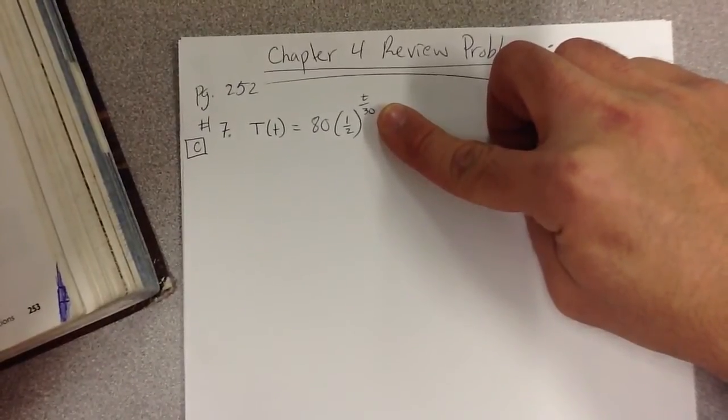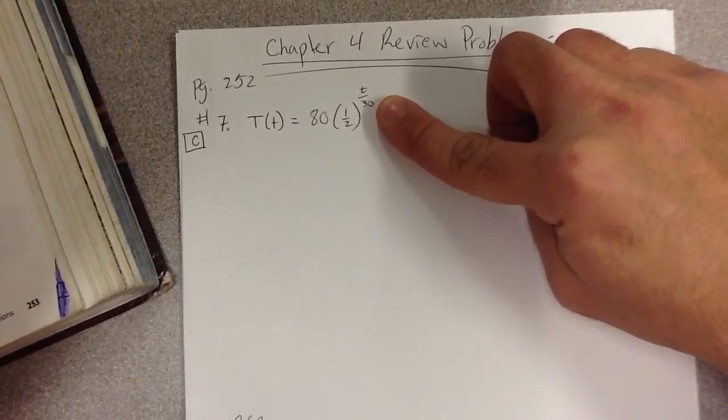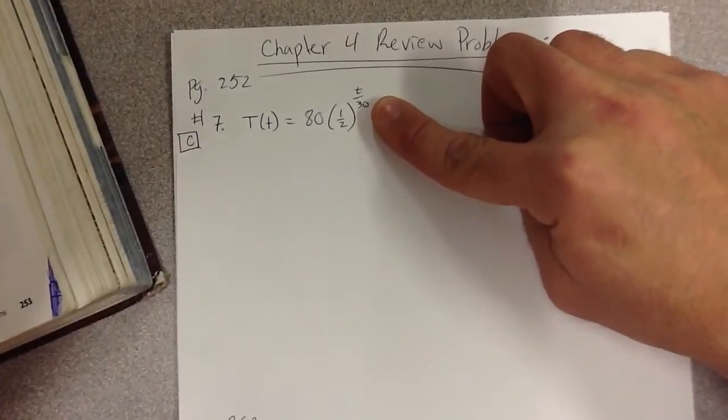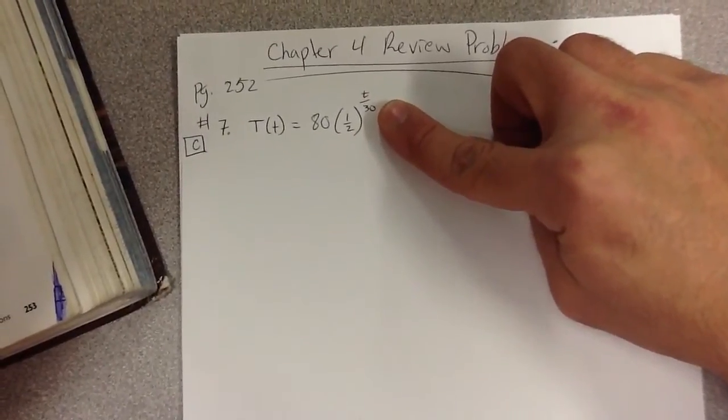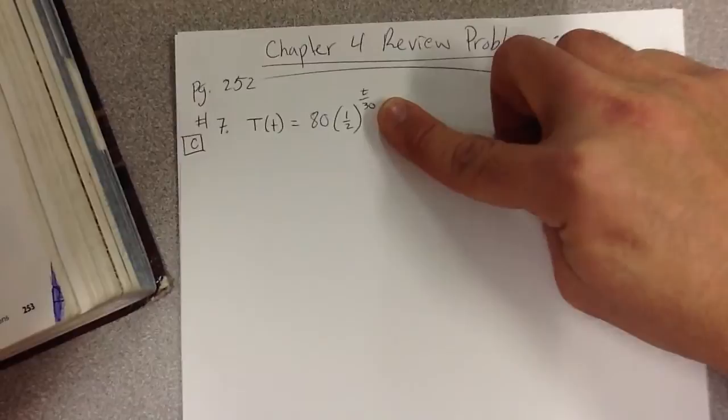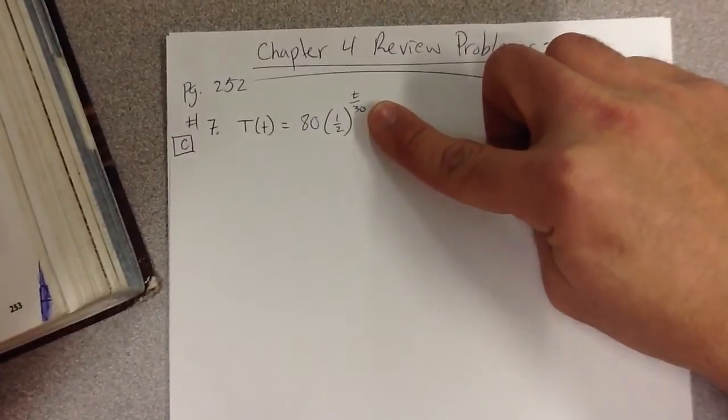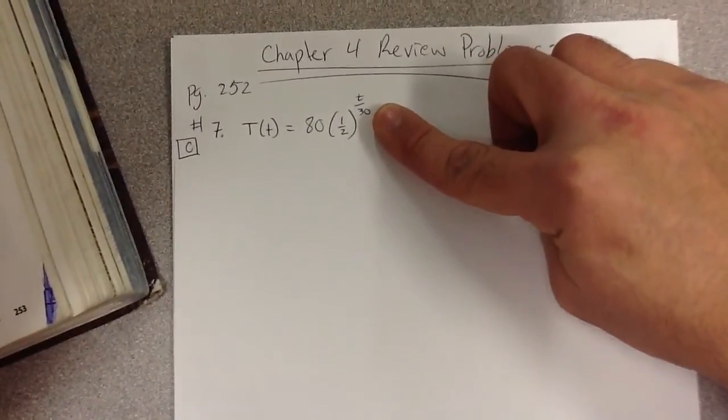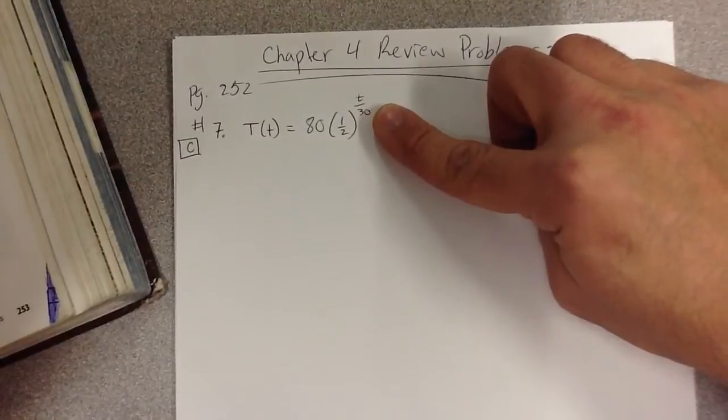So right at the beginning it would be 80. And then 30 minutes later it would be half of that, which is 40. And then 30 minutes later it would be half of that, which is 20. And then 30 minutes later it would be half of that, which is 10. And then 5, and then 2.5, and so forth.